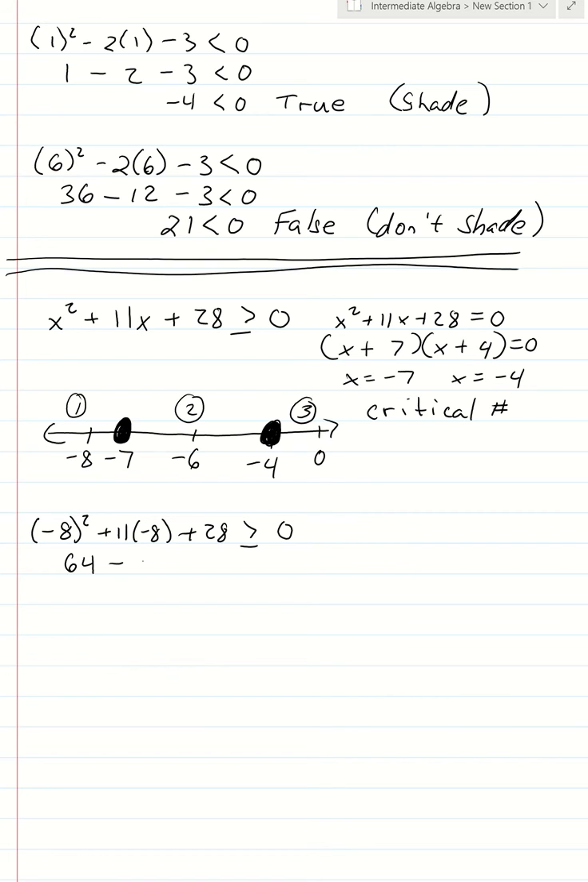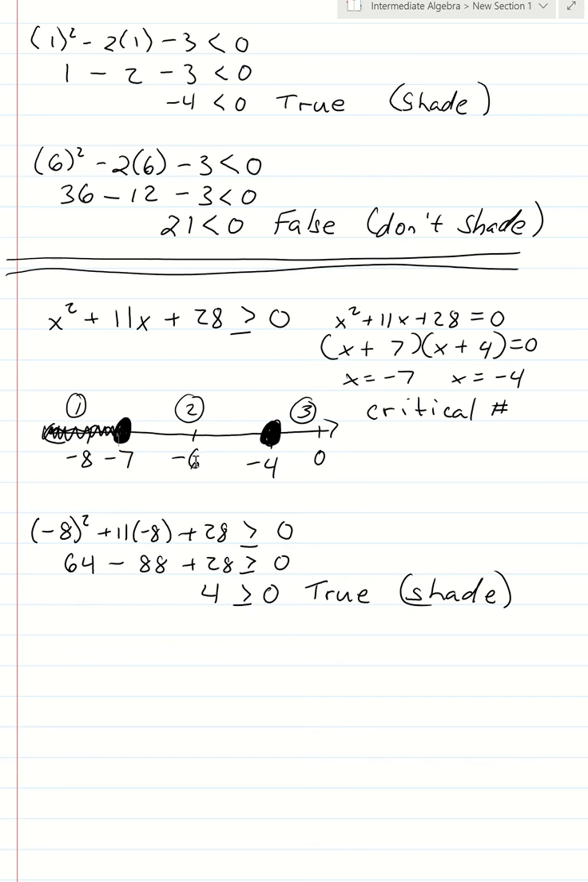11 times negative 8 is negative 88, plus 28. We want to know, is that greater than or equal to 0? Well, if we combine the terms on the left side, we get 4 greater than or equal to 0. And is 4 greater than or equal to 0? That's true, which means we have to shade that region. Because negative 8 worked, I guaranteed if you picked any other number in region 1, it would also work.